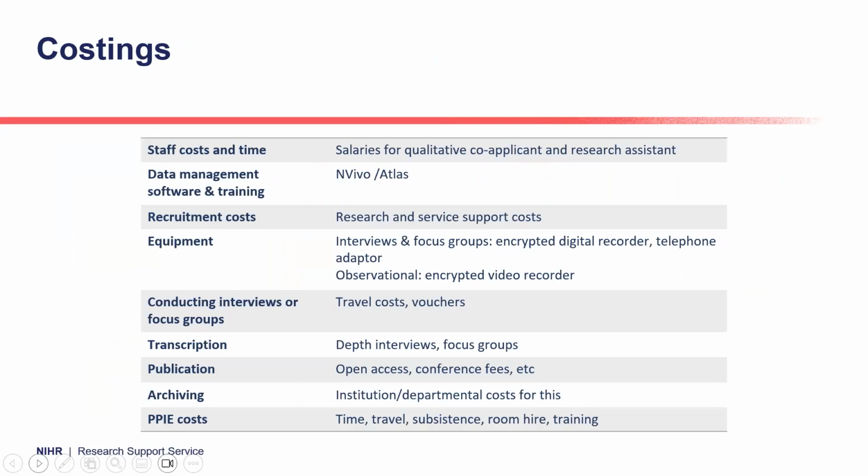Costs. When you're costing your qualitative study, there are some important aspects that you need to consider, not just staff costs, but also equipment, software, transcription fees, and all that. These will all vary. Obviously, each study is different depending on the research question and the methodology, but this is a starting point for the discussions you might want to have with your qualitative co-applicants on what are the things that you should be costing into your grant.